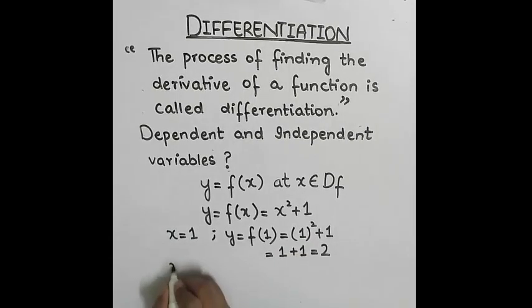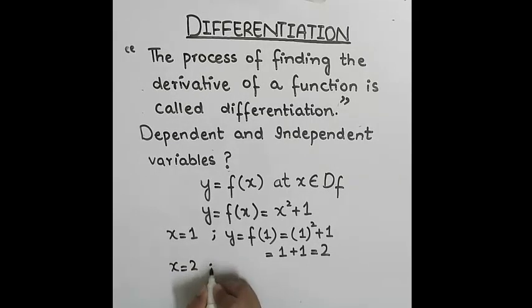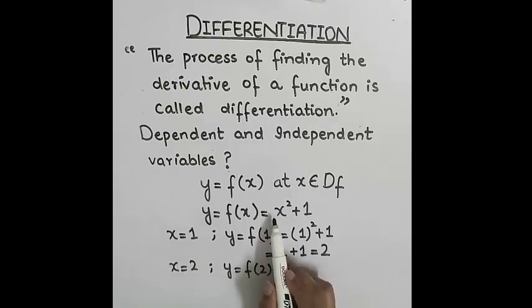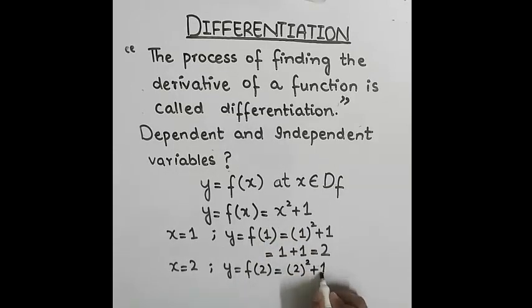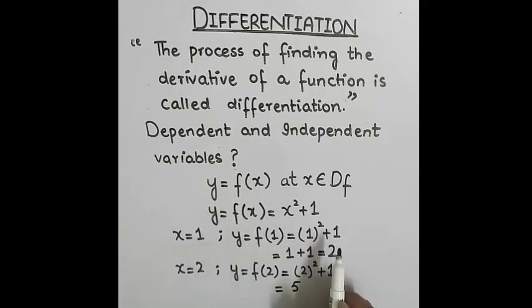Now consider x = 2. So y = f(2), putting the value x = 2 in this function: 2² + 1, which is 4 + 1 = 5. So we notice that when x = 1, y = f(x) is 2. When we take x = 2, the value of y or f(x) is 5.